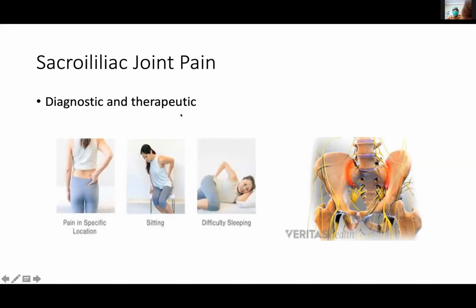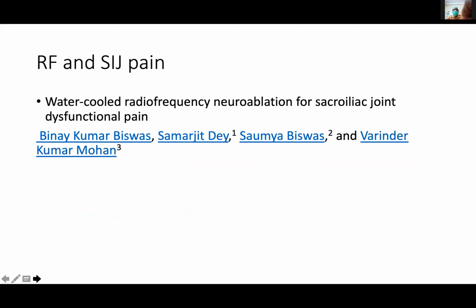Similarly, if a patient comes with hip pain or gluteal region pain due to sacroiliac joint pain, the pain is usually more while sitting or turning on the bed, and you do tests and diagnose it to be a sacroiliac joint pain. You try with conservative treatment. You do the intra-articular injection. If the patient is not relieved, the next and better option would be a sacroiliac joint RF. A study by Dr. Vinay Kumar Biswas on water-cooled radiofrequency neuroablation for sacroiliac joint dysfunction.